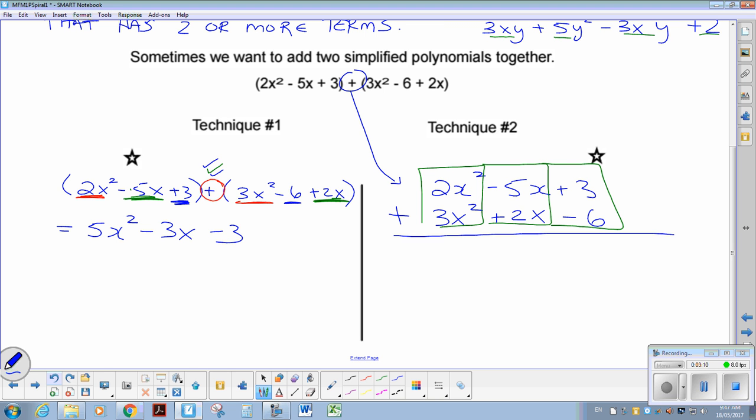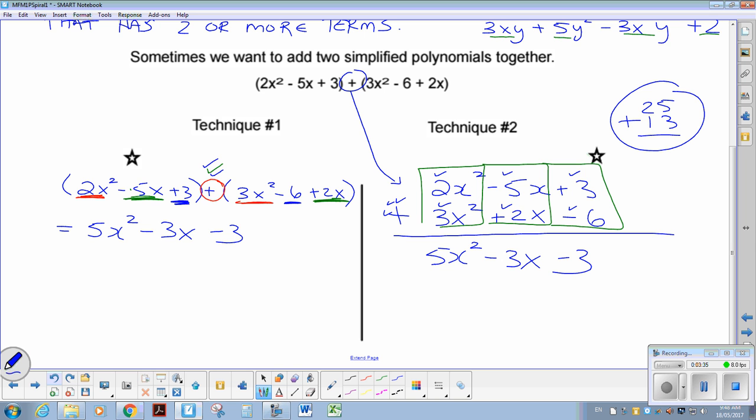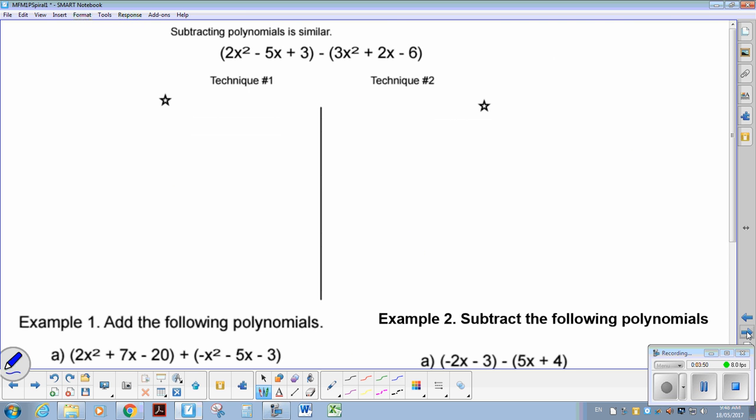So I put a big line across here, and it's just equals. It's like when you add, this is the same as what you used to do in the good old days. All right, you'd add your columns together. It's the same thing here. So I would say 2 plus 3 is 5x squared. Negative 5 plus 2 is negative 3x. 3 plus negative 6 is negative 3. So you get the same answer. The like terms, you have to still identify the like terms regardless which technique you pick. But like I said, the stacked addition, for me, it's a little bit cleaner, but you can pick whichever one you want. It does not matter.